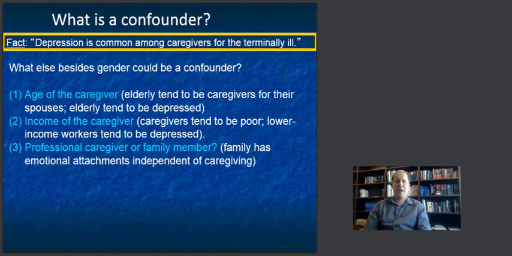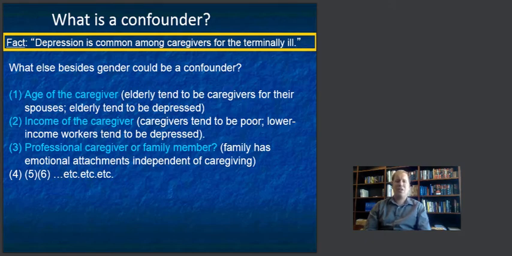Another possible positive confounder is whether it's a family member caring for the terminally ill patient or instead a professional caregiver. Family members have emotional attachments to their family independent of the caregiving status and might therefore be depressed not because of the caregiving, but because a relative is sick. That too could be a positive confounder.